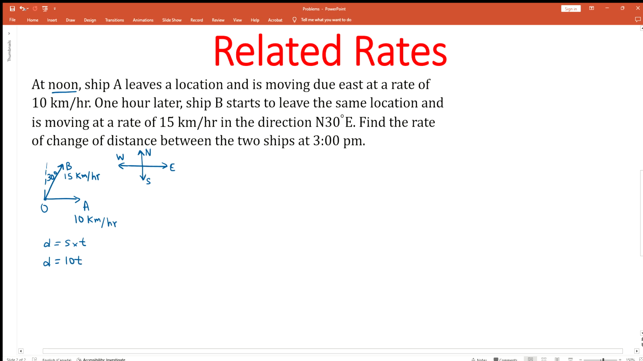Since ship B starts 1 hour later, ship B will travel for t minus 1 hours. So the distance traveled by ship B can be calculated as 15 times (t minus 1), because the speed of ship B is 15 and the time for which it travels is t minus 1 hours. Now we can draw the diagram.